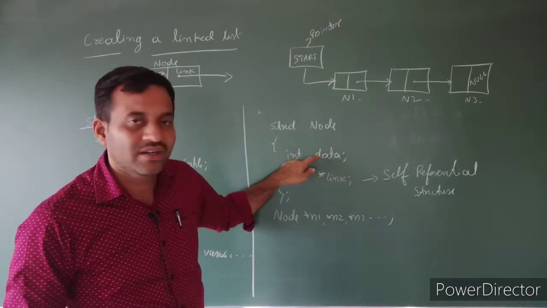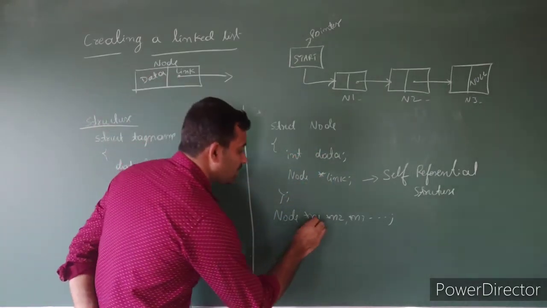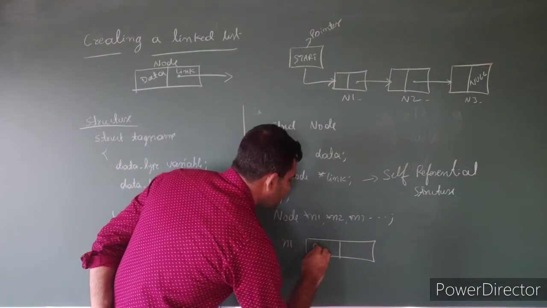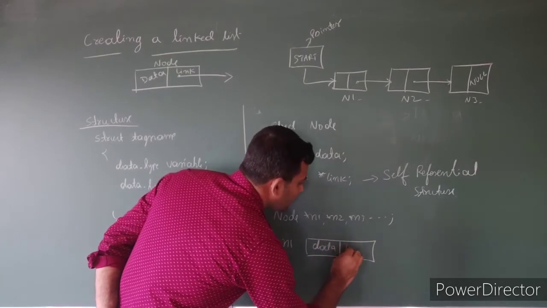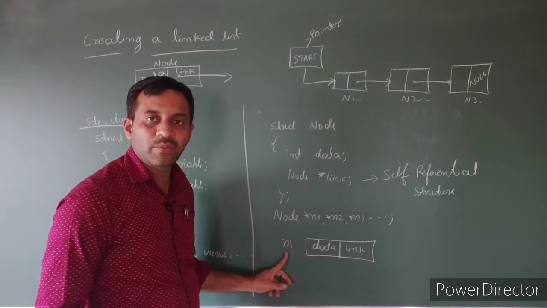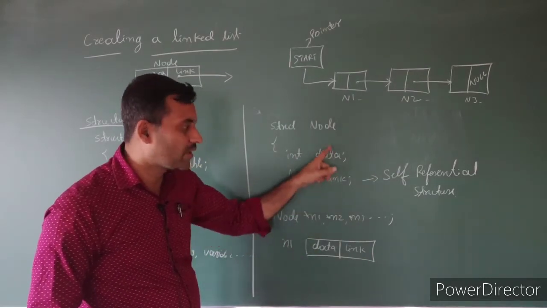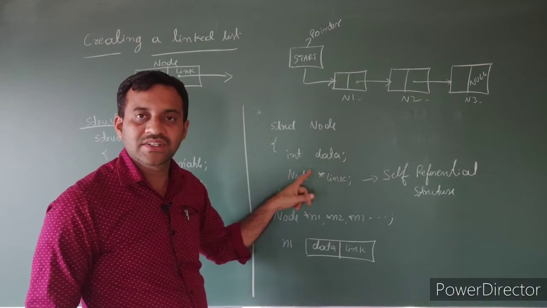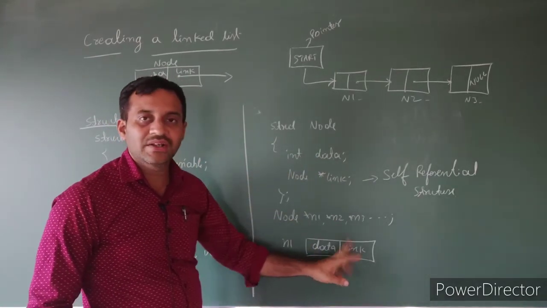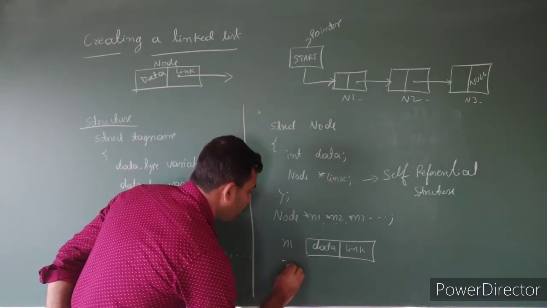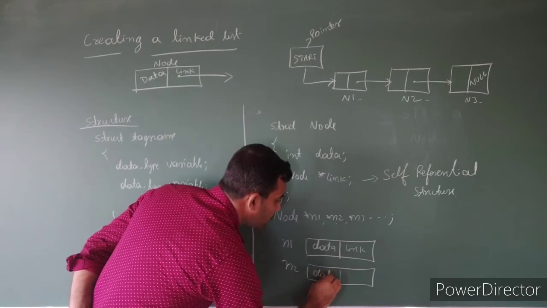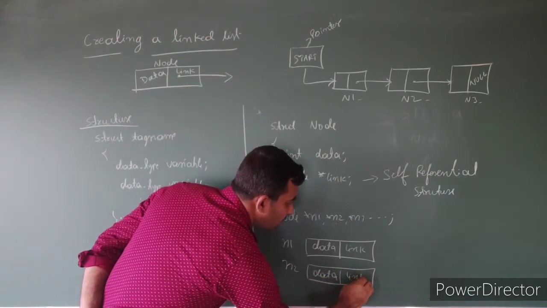Here the structure members are the data and link part. If it is n1, then n1 reserves memory for the data and link part, because n1 is a variable. Variables reserve memory for structure members. Already we discussed this in first PUC. Similarly, n1 reserves memory for data and link. Then n2 is one more variable. Again it reserves memory for the data part and link part.